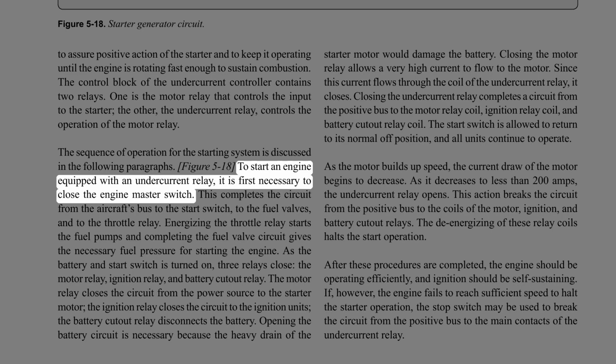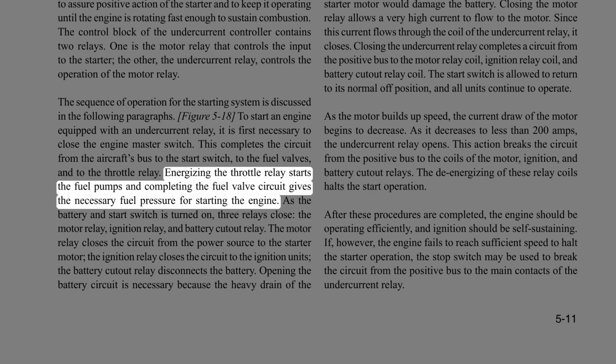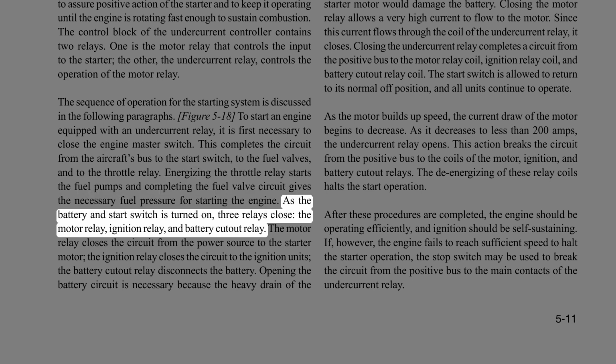To start an engine equipped with an undercurrent relay, it is first necessary to close the engine master switch. This completes the circuit from the aircraft's bus to the start switch, to the fuel valves, and to the throttle relay. Energizing the throttle relay starts the fuel pumps, and completing the fuel valve circuit gives the necessary fuel pressure for starting the engine. As the battery and start switch is turned on, 3 relays close: the motor relay, ignition relay, and battery cutout relay.